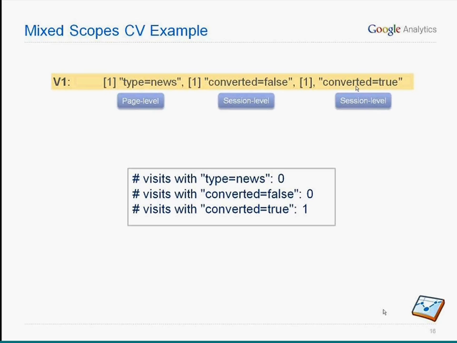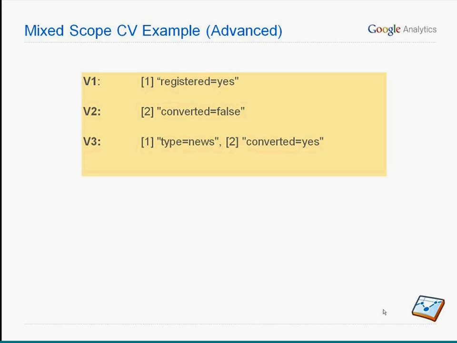Okay, so now you said, okay, now I understand. Now let's go to the brown belt. So the brown belt before becoming a ninja has the following example. I have 3 sessions. Session 1 is a visitor level custom variable where register equals yes. For session 2, it's a session level custom variable, but on slot number 2 now, where converted equal to false. And then for session number 3, I have type equal to news, page level custom variable, and for page 2, slot number 2, session level converted equal to true, or yes.